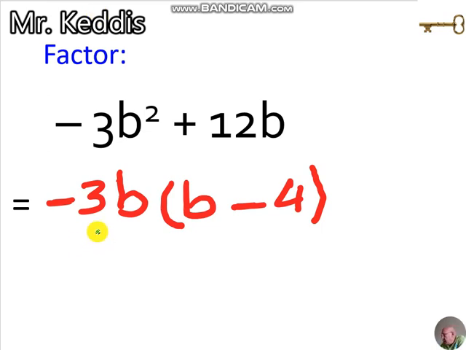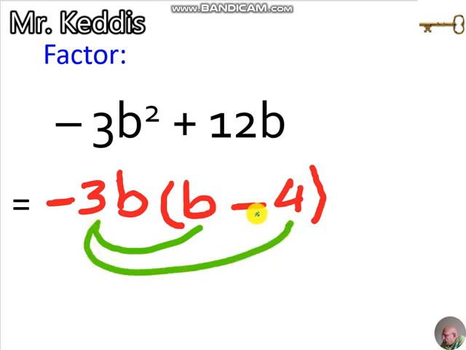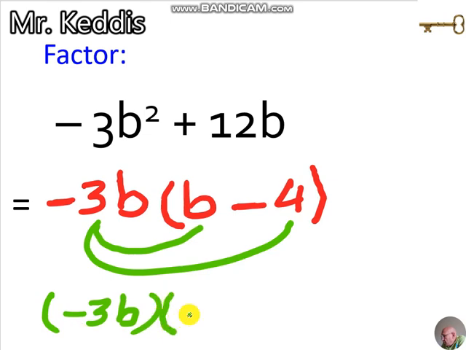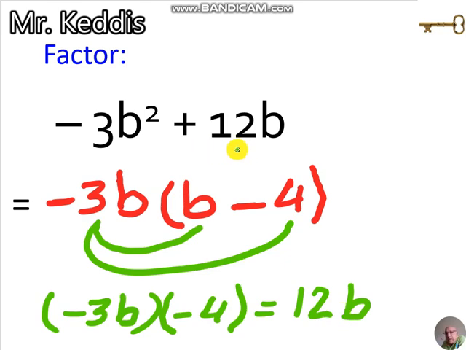If you multiply negative 3b times b, you get negative 3b squared. If you multiply negative 3b times negative 4, you get positive 12b. Let me write it down here. Negative 3b times negative 4. Negative times negative, I get positive. 3 times 4, I get 12b. The same as the second term.